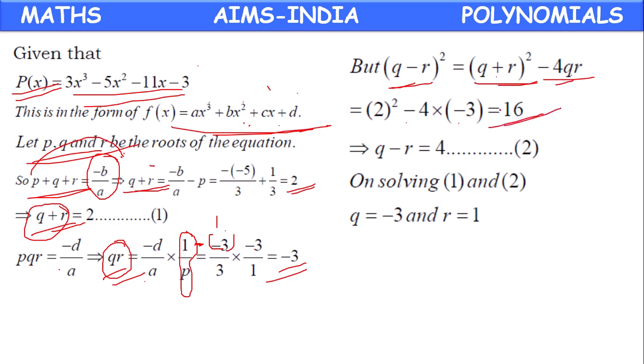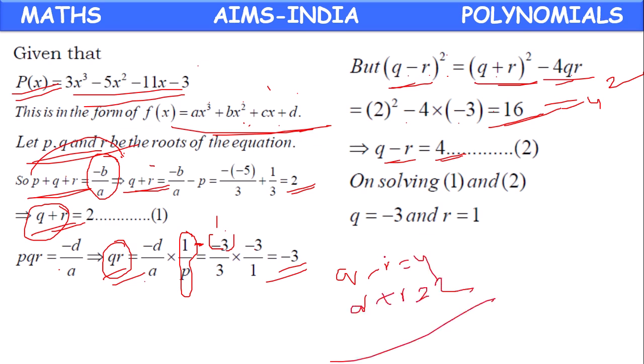We get 16. Q minus r whole square equal to 16, which is 4 square. Q minus r equal to 4. Q minus r equal to 4 and q plus r equal to 2. If we solve both, 2q equal to 6, q equal to 3.